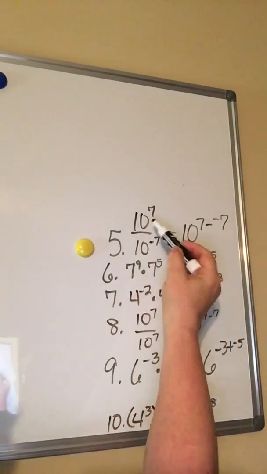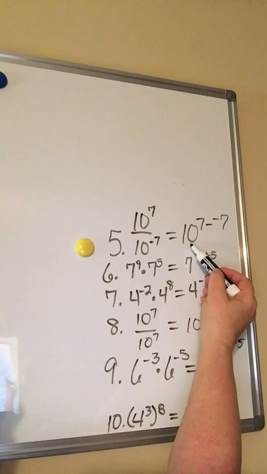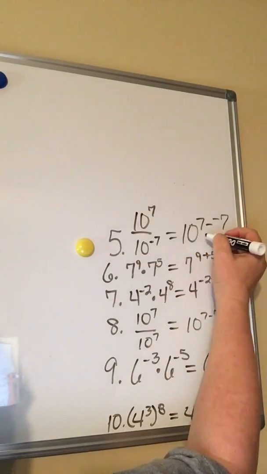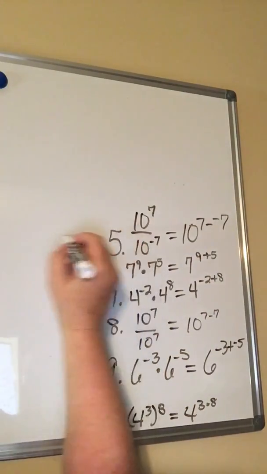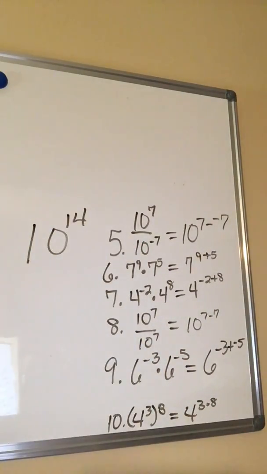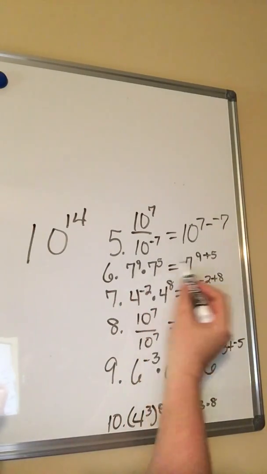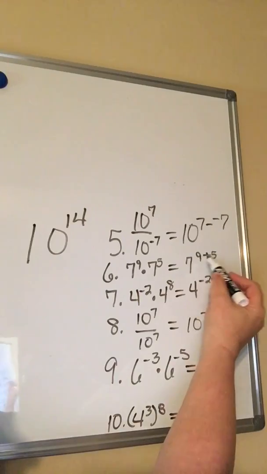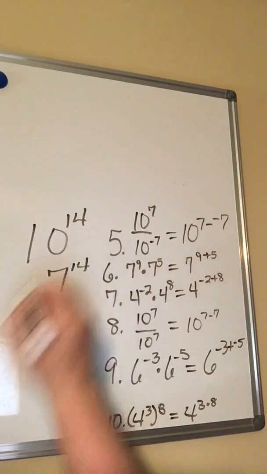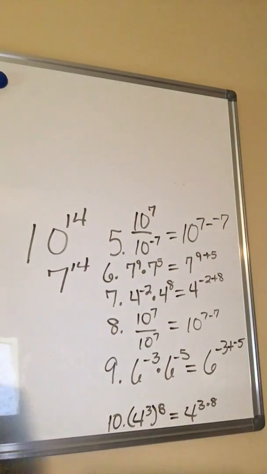So for number 5, when we have division and they're the same base, keep the base, subtract the exponents. So the answer to number 5 would be 10 to the 14th. For number 6, we're multiplying, same bases, keep the base, add the exponents. So we would end up with 7 to the 14th. They just happen to be the same exponent on that.